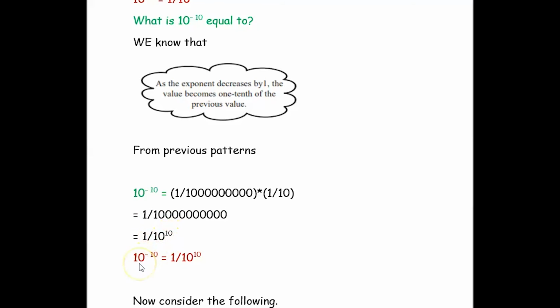So we can write 10 raised to the power negative 10 equal to 1 divided by 10 raised to the power positive 10.